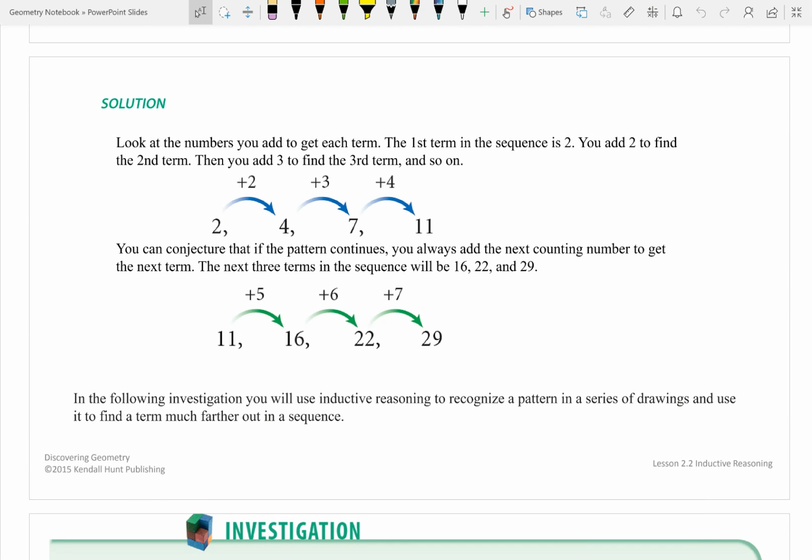Look at the numbers you add to get each term. The first term in the sequence is 2. You add 2 to find the second term. Then you add 3 to find the third term, and so on. You could conjecture that if the pattern continues, you always add the next counting number to get the next term. The next 3 terms in the sequence will be 16, 22, and 29.